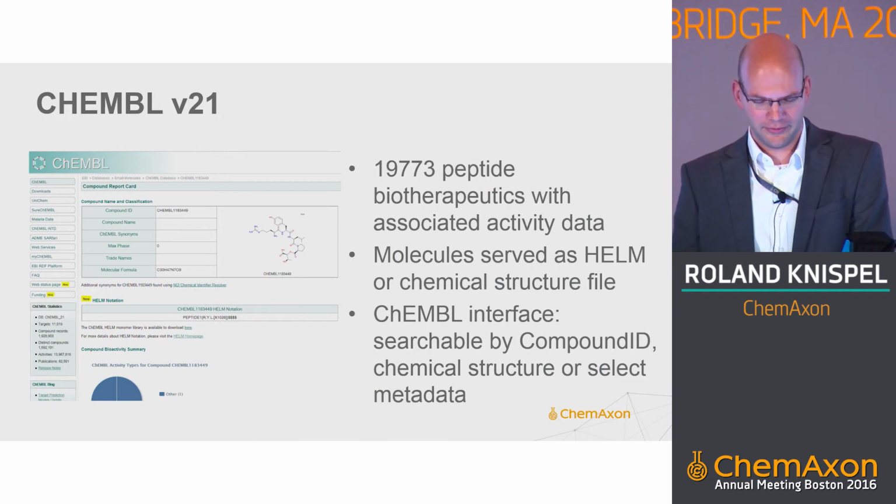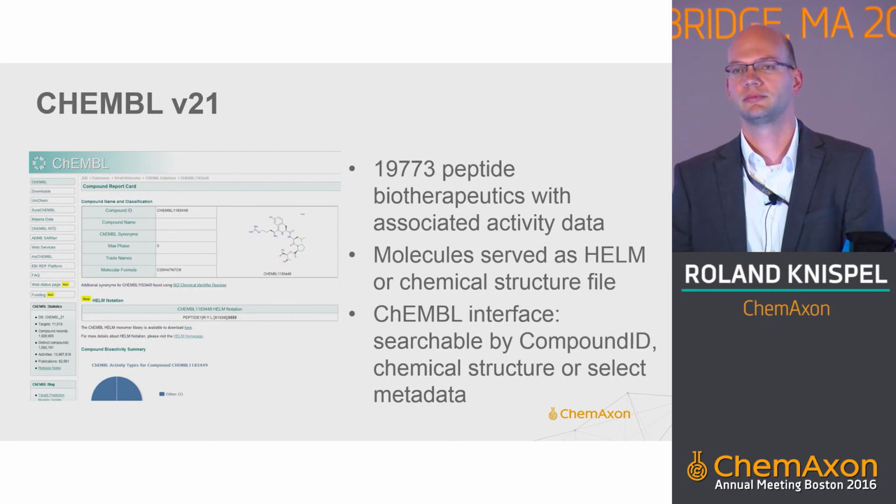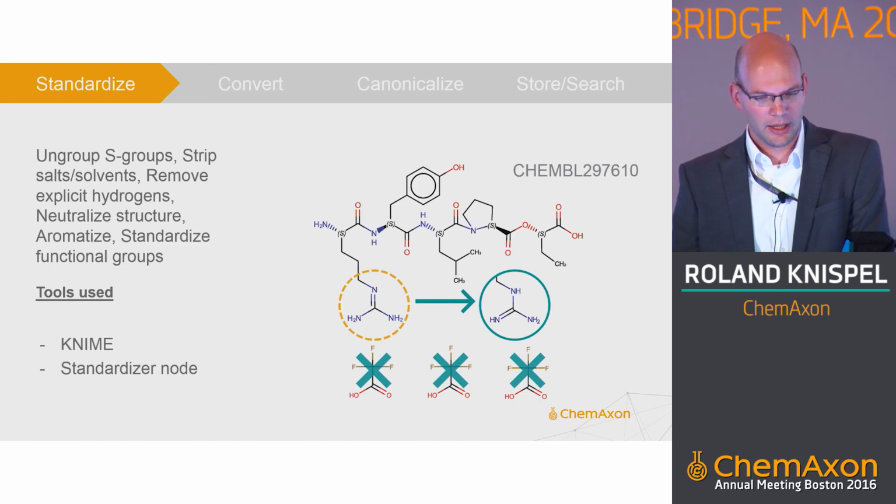So they have around 20,000 peptides. The ChEMBL interface then lets you search by a compound ID, by chemical structure, or by select metadata. But for example, you wouldn't have the chance to ask for a specific subsequence. The first step is we grabbed all of the mol files from this 20,000 peptide set, and then went through a very standard workflow in order to standardize these structures. The tools we used for that are KNIME and our standardizer.